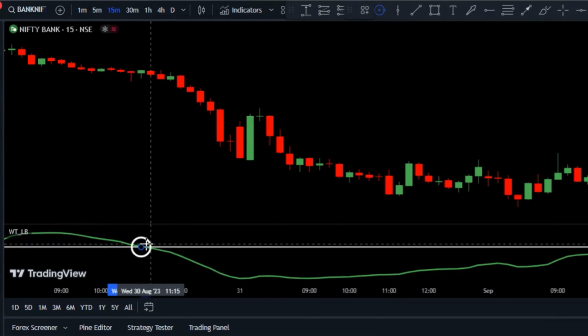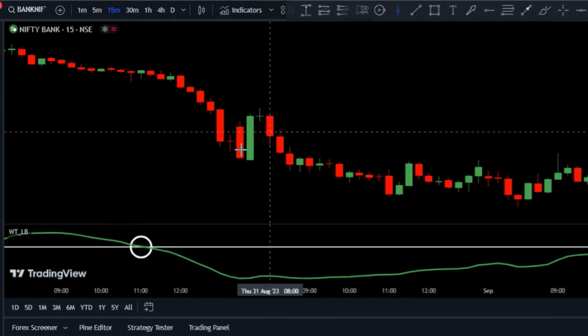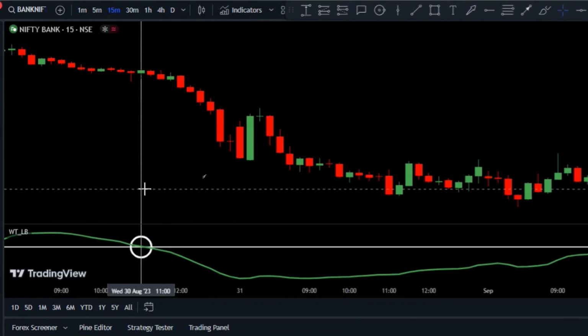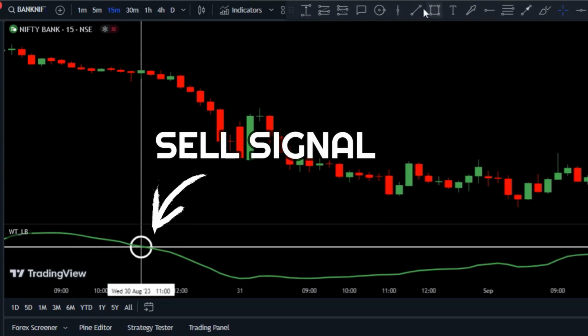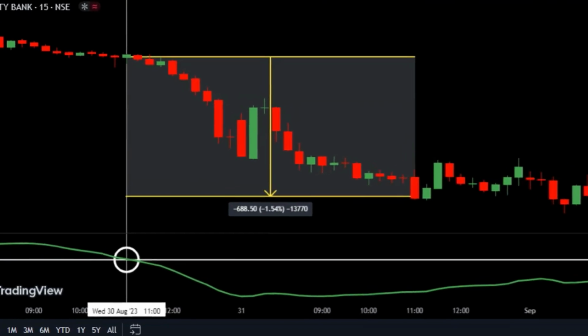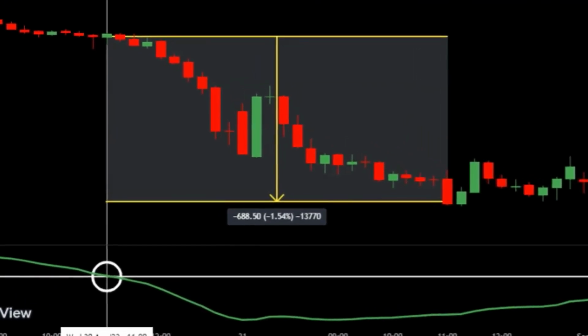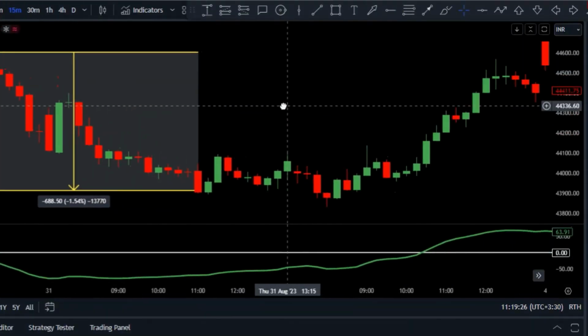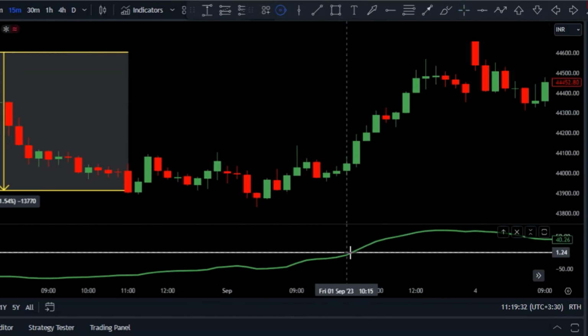In this instance, the WT indicator has given a sell signal with a downward cross. Furthermore, after the downward cross in the WT indicator, a buy signal has been generated.